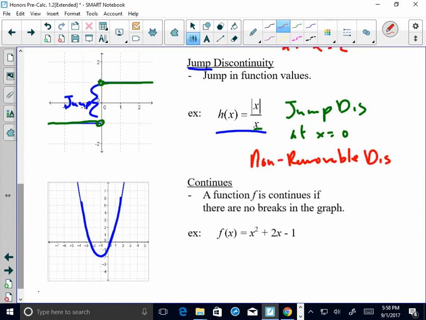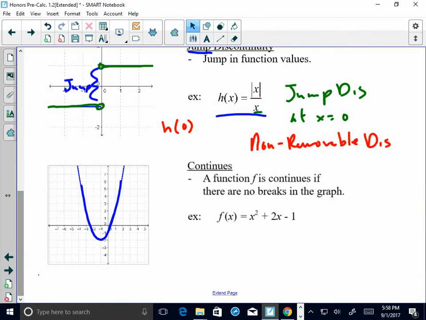Because there's no way we can redefine the function at 0 to connect our two pieces, right? Again, this is something we're going to see a lot more in the next section. We're mostly going to be looking at infinite discontinuity and removable discontinuity here.